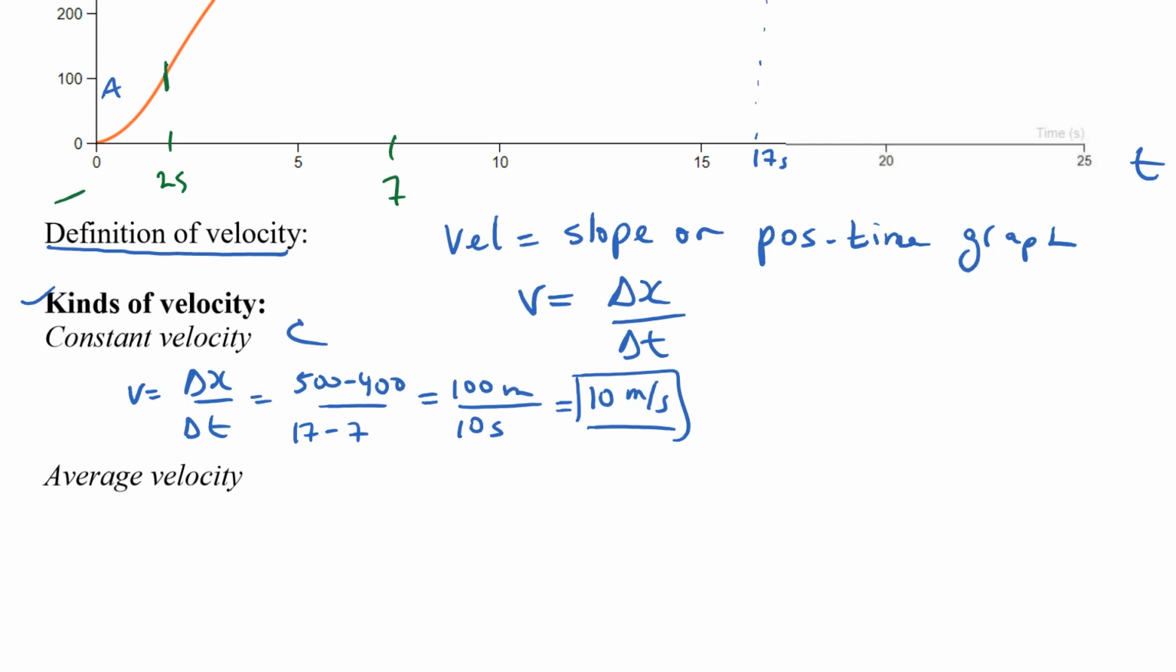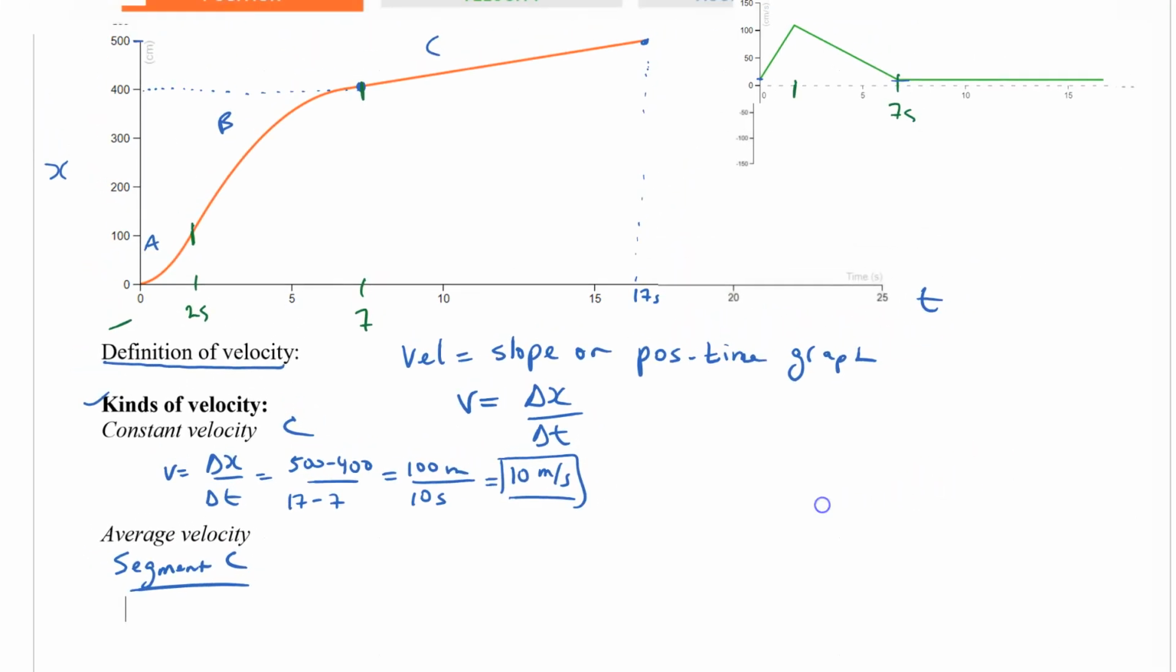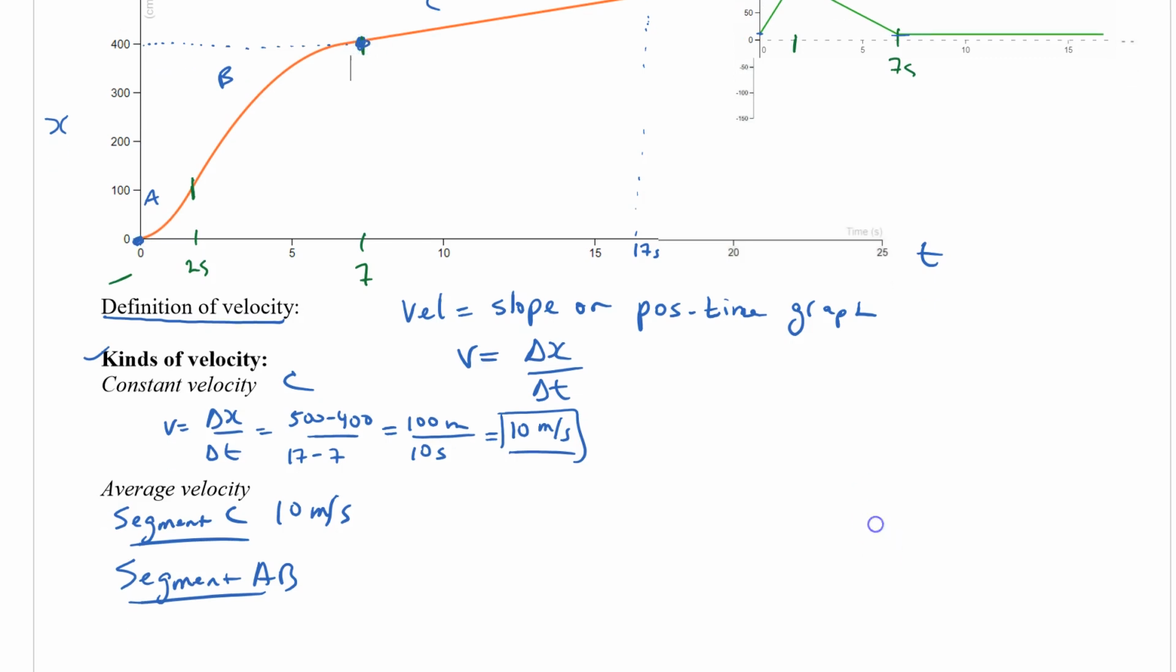Well, now what about average velocity? For segment C, which we just looked at, that last section, the average velocity was the same. If it's not changing, if it's constant, so clearly it'll be the same. But what about during the first section? Why don't we combine together segment A and B? In other words, why don't we start here and end over there at time equals 7 and say what was the average velocity during that period of time?